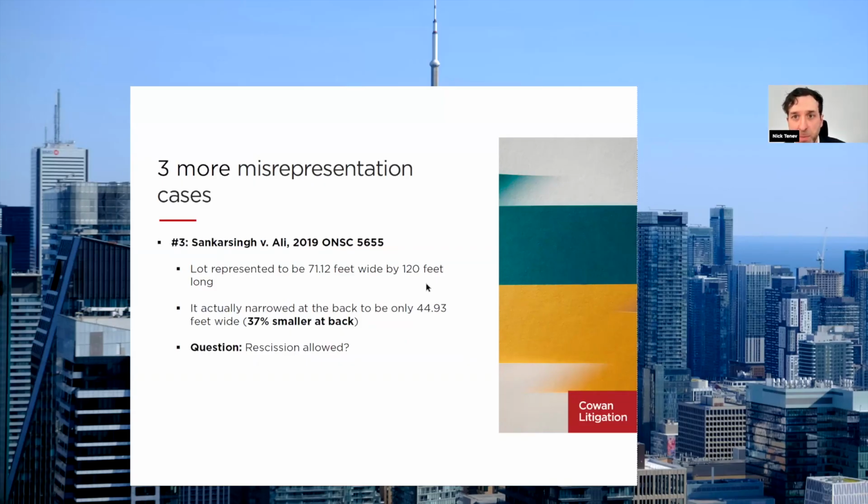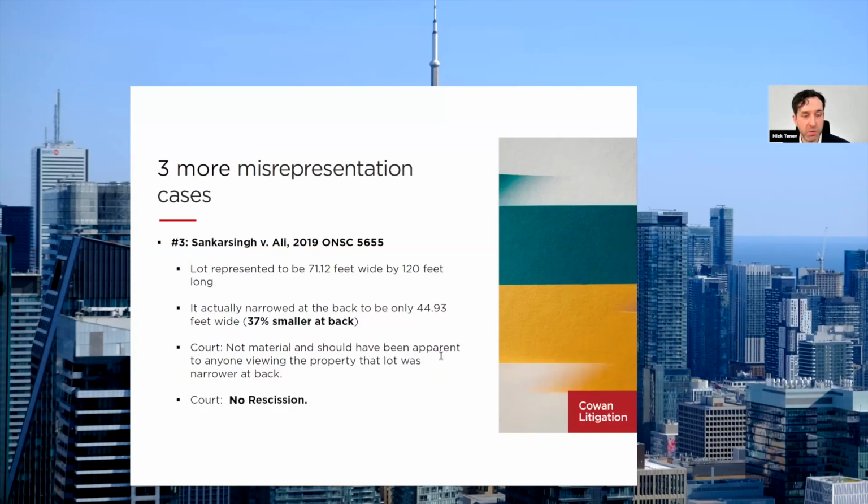Okay, so Frank, if you can stop the poll. So in this case, 34% of you said yes, rescission was allowed, and 66% said no. So in this case, the court said no, rescission is not allowed. They said that this is not a material misrepresentation, and also this should have been apparent to anyone viewing the property. So if anybody went in person, they would see it was narrower at the back, because apparently the buyers in this case did go and see the property. And the judge felt, well, they should have seen it was narrower and investigated more before putting in an offer.